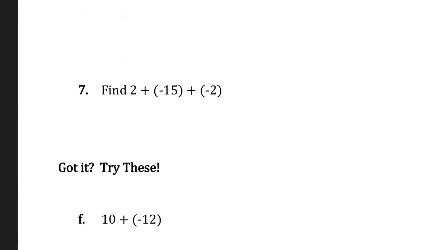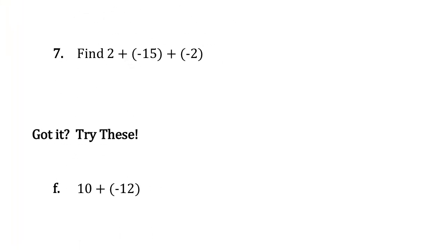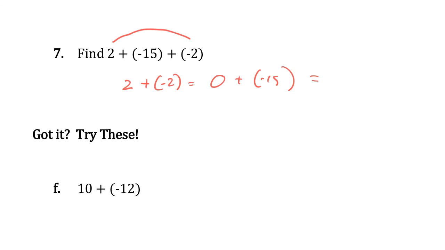A couple more here. So again, here we have a couple. You know, we have three integers here we have to deal with. Let's just handle, and you can really do this however you'd like. I'm looking at these numbers: 2 plus negative 15 plus negative 2. Well, I look at these two, and if I did 2 plus negative 2, what do I get? Well, that's a 0, right? So I know 0 plus negative 15 is going to be negative 15, right?